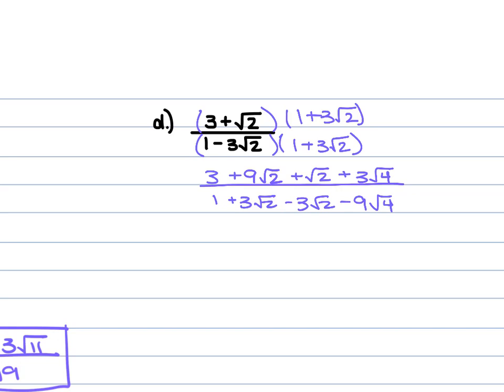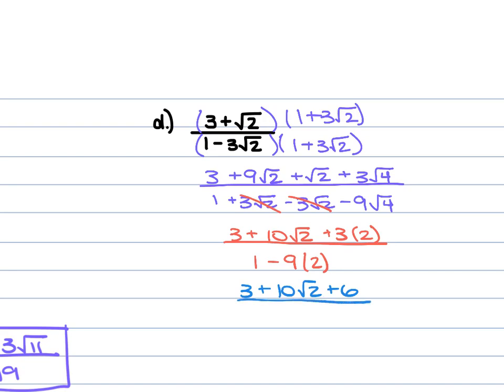So on top, the 9 square root 2 plus square root 2 is going to be 10 square root 2. So we have 3 plus 10 square root 2. And then that 3 times the square root of 4 is 3 times 2. On the bottom, those 3 square root 2's are going to cancel. So we have 1 minus 9 times the square root of 4, which is 9 times 2. Simplify even further. We have 3 plus 10 square root 2 plus 6 over 1 minus 18.